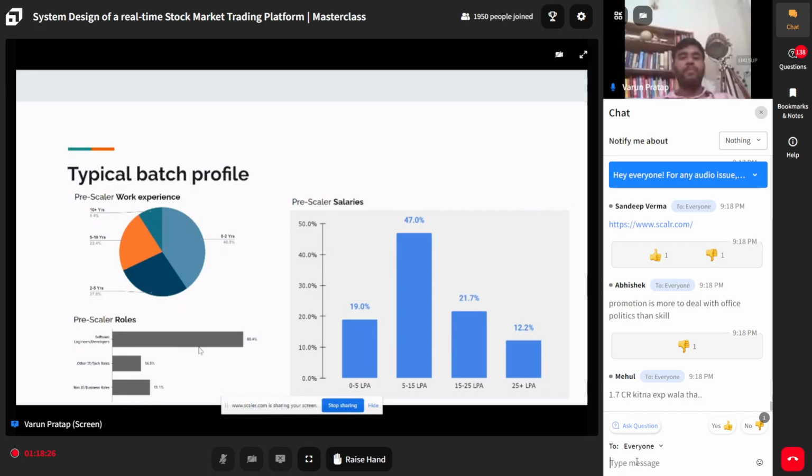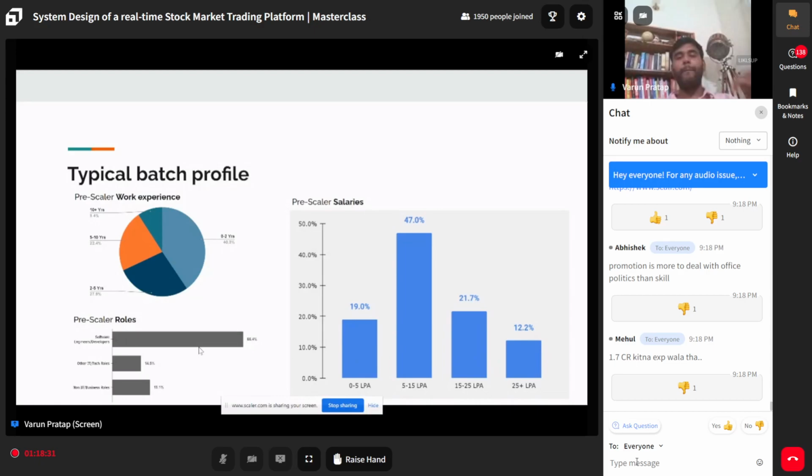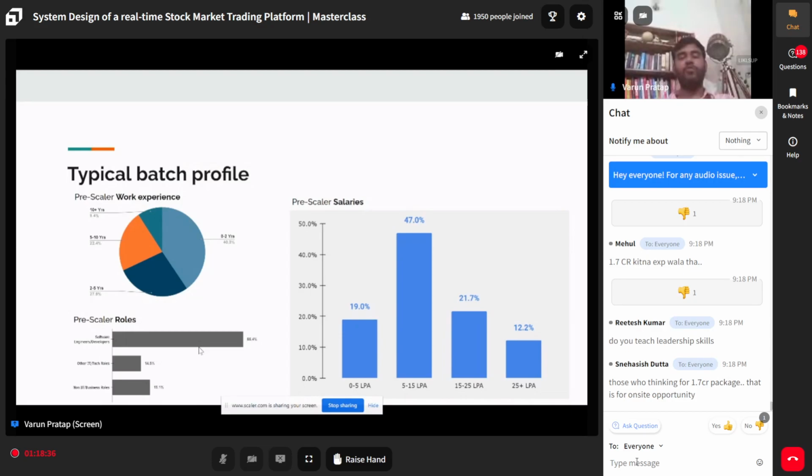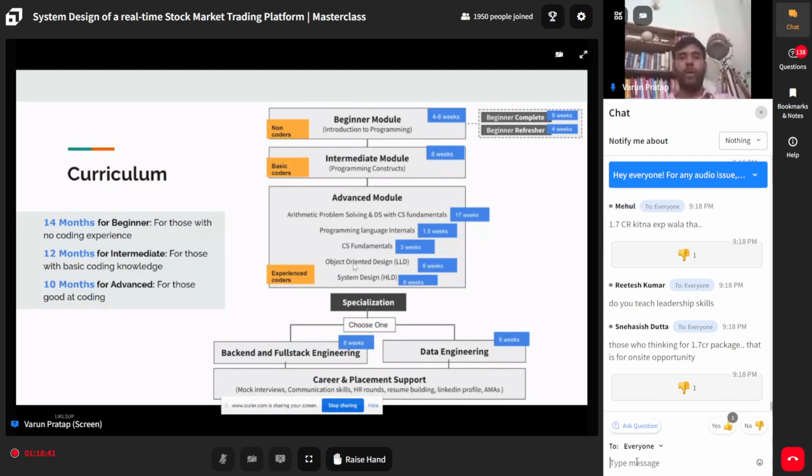Pre-Scaler salaries are also something you could look at. To give you an idea, the average pre-Scaler salary was around 8 lakhs, and the average post-Scaler salary is 21, 22 lakhs CTC. Here's the curriculum. If you're a non-coder, what is recommended is the beginner batch. Join the beginner batch.